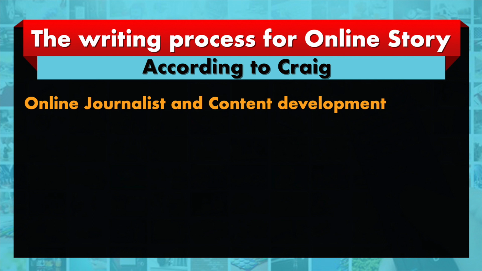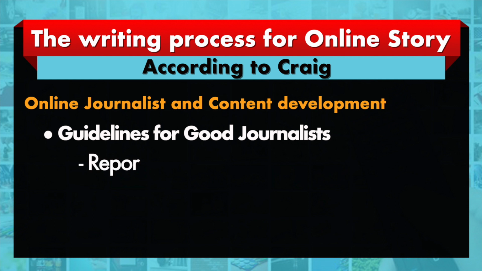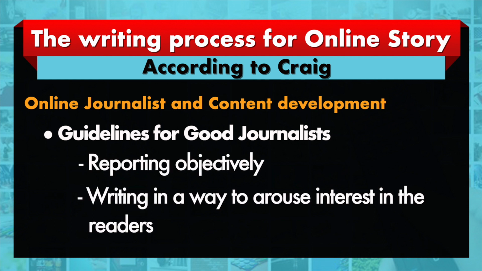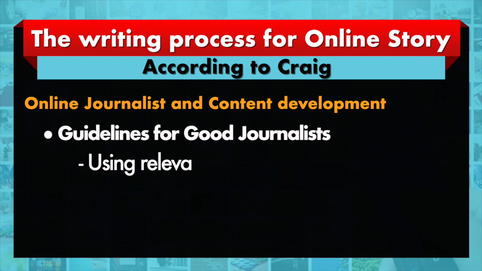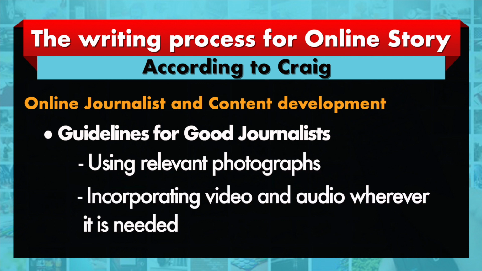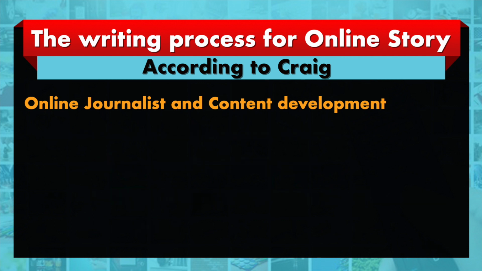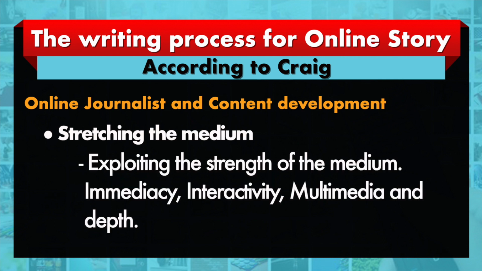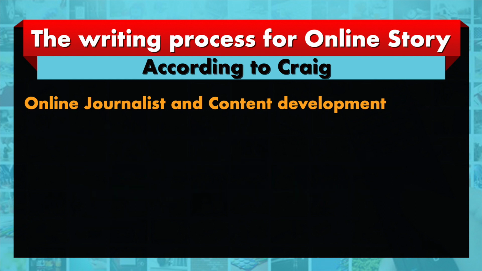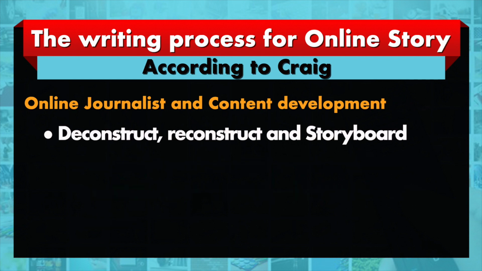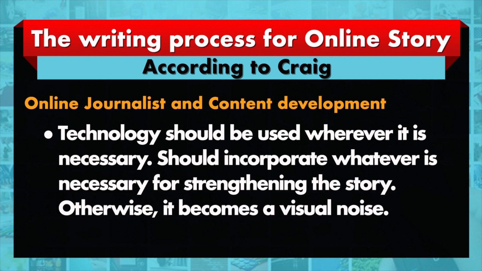According to Craig, Online Journalists and Content Development, guidelines for good journalists: reporting objectively, writing in a way so as to arouse interest in the readers, using relevant photographs, incorporating video and audio wherever it is needed, stretching the medium, exploiting the strengths of the medium: immediacy, interactivity, multimedia and depth, deconstruct, reconstruct and storyboard. Technology should be used wherever it is necessary, incorporating whatever is necessary for strengthening the story. Otherwise, it becomes visual noise.